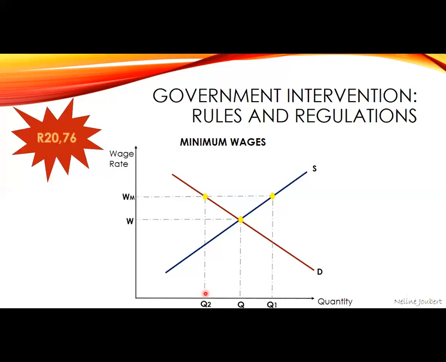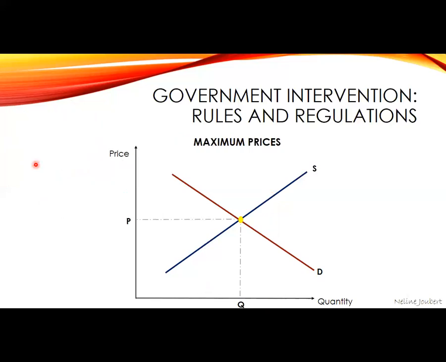Another problem that we have is that our trade unions argue our minimum wages at this rate of 20 Rand 76 per hour is still not enough for a South African to maintain a minimum standard of living. When it comes to maximum prices, governments will set the price of a good or a service at a maximum level. And this is usually applied to goods such as basic food, housing costs, public transport, petrol, paraffin, diesel, etc.